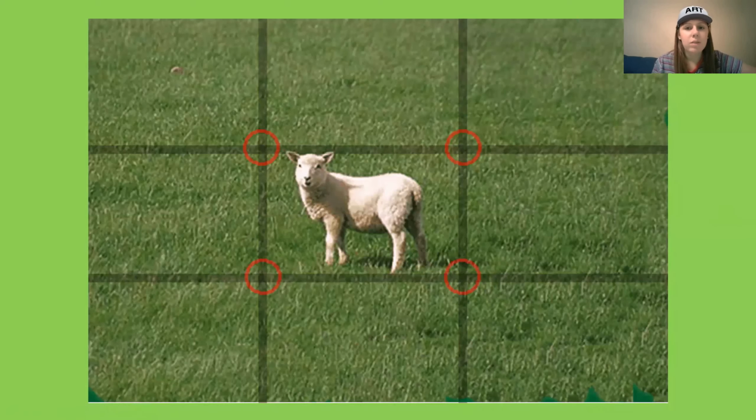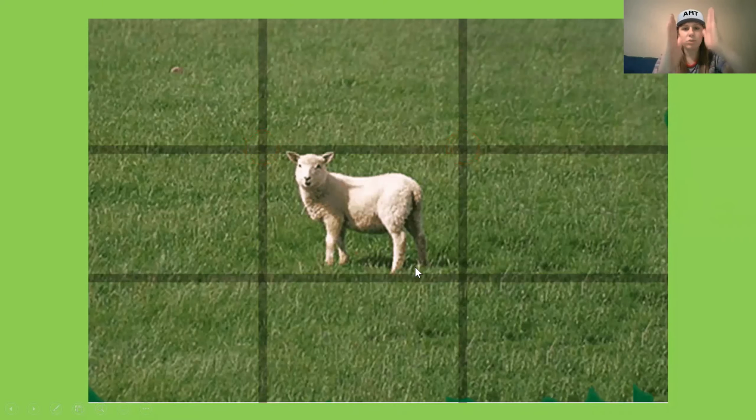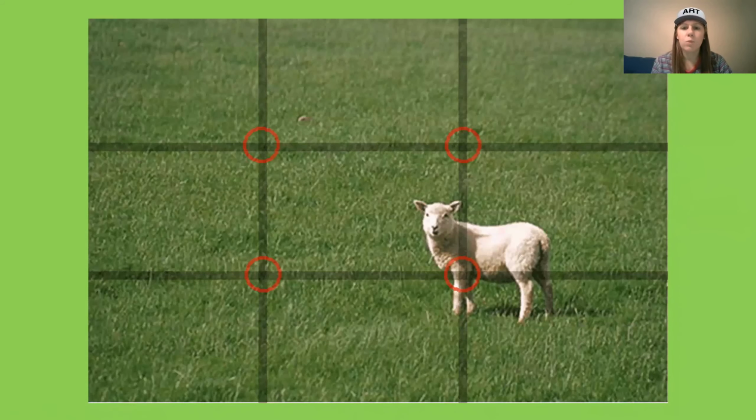All right, remember the rule of thirds. We make power points. We basically make a hashtag on the frame of the camera. And then where all the intersections are called power points, and that's where you want to put your object.